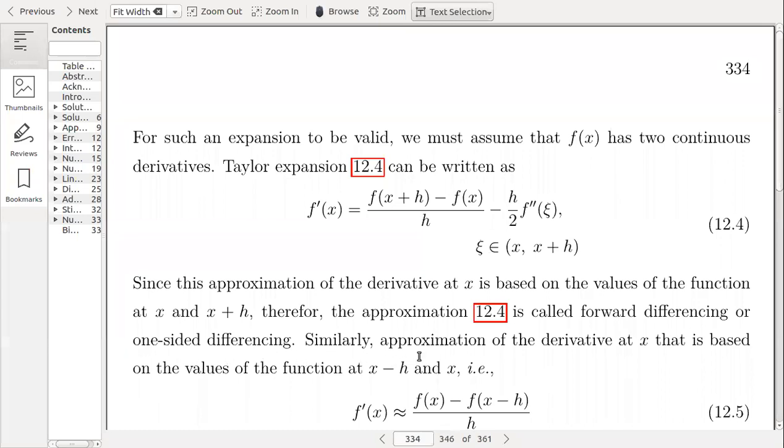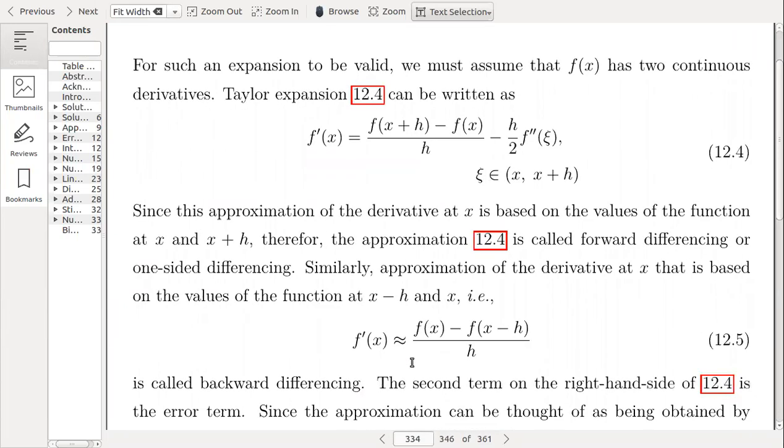Similarly, the approximation of the derivative at x that is based on the values of the function at x minus h and x, that is f prime of x is equal to f of x minus f of x minus h over h, is called backward differencing.